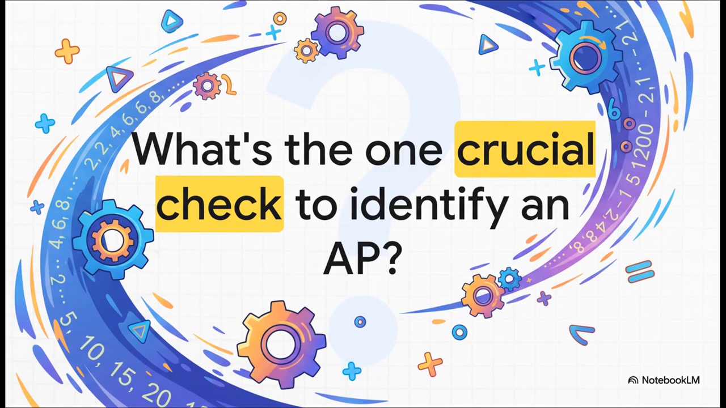So let's wrap this up. When it all comes down to it, what is the one single crucial check you need to perform to know for sure if a list of numbers is an AP? You got it. Check if the difference between consecutive terms is always the same.